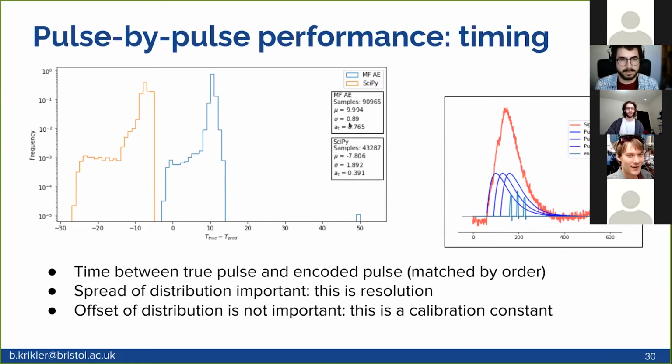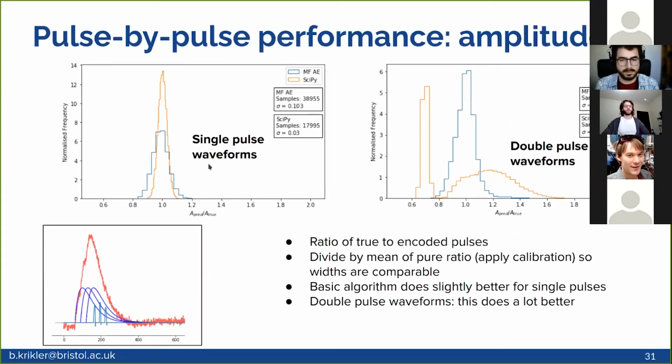You can see the parameters in the stats box here, that the width of this algorithm is much nicer. And then a similar sort of thing for the amplitudes. I will brush past this, but for time, you can see basically for single photons, we're not actually doing as well as the baseline, but for double, we're doing considerably better. We don't have any of this sort of funny structure.